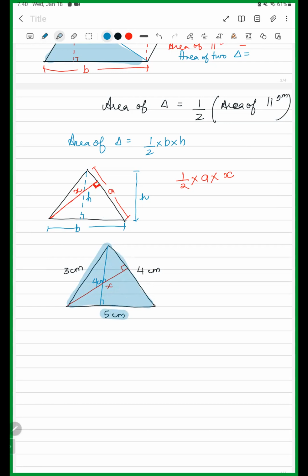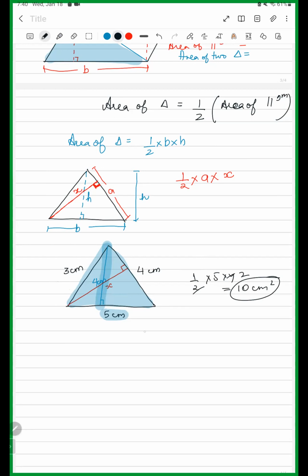इसका base 5 है, and height is how much? 4 centimeters. Very good. So the area is going to be half into 5 into 4, right? That's going to be 10 centimeters square. So what is the 3 doing there? Which 3? This? Yeah. It's a side of the triangle, बच्चा.